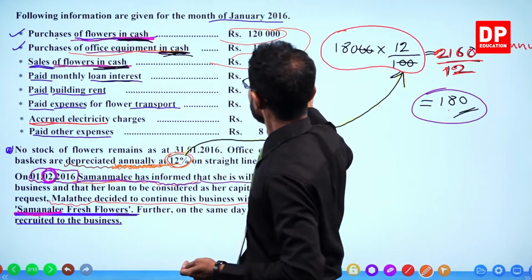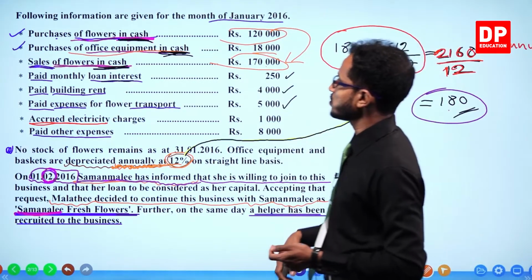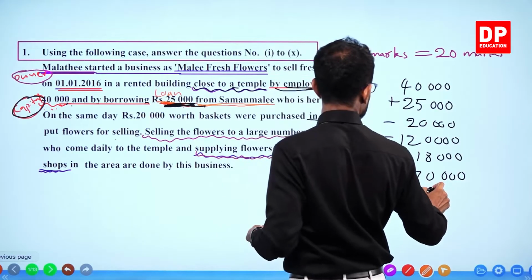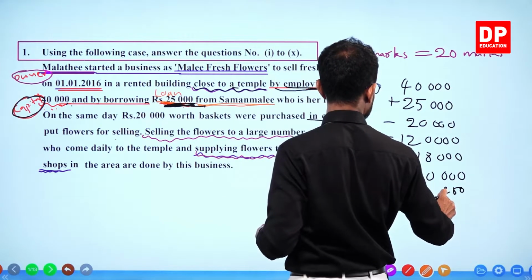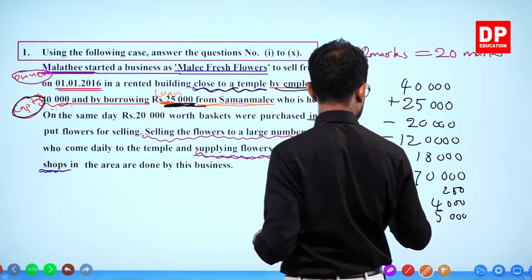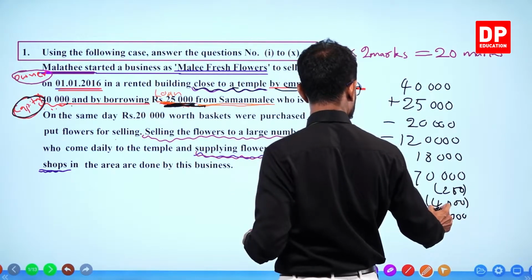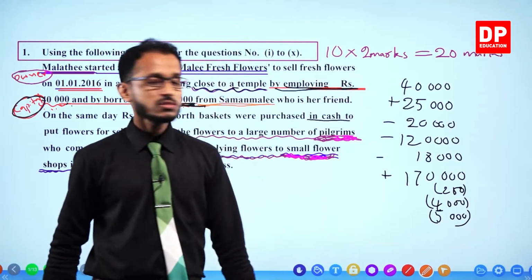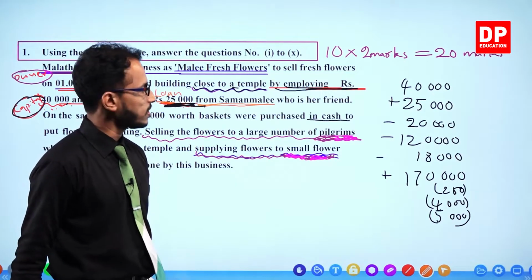4,000, 250, 4,000 and 5,000. All paid. All should be minused. Right? Why am I putting brackets? Because brackets indicate that the figure should be subtracted. Okay.